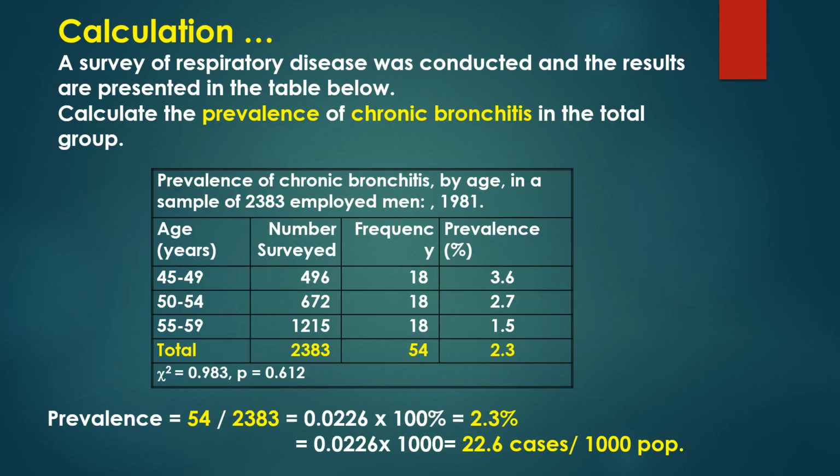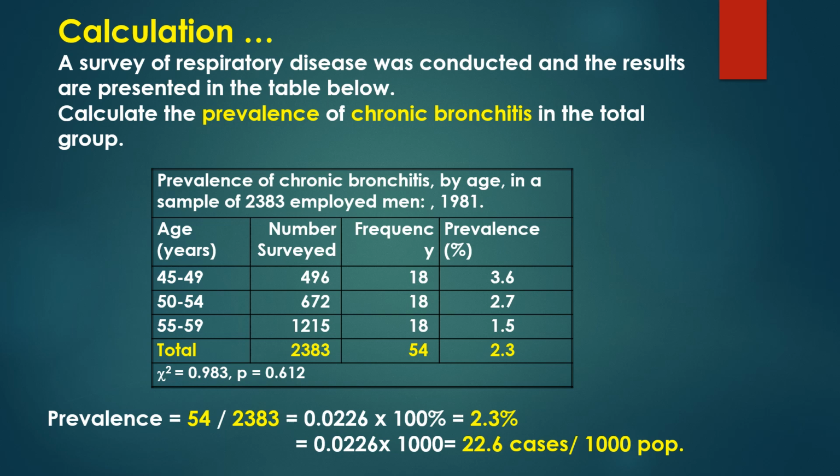Now some calculations. Let's calculate together prevalence and then incidence rate. This is a survey of respiratory disease that was conducted, and results are presented in this table below. We need to calculate the prevalence of chronic bronchitis, first in each age group and then in the total population. Population here is the population of study, this group of people.